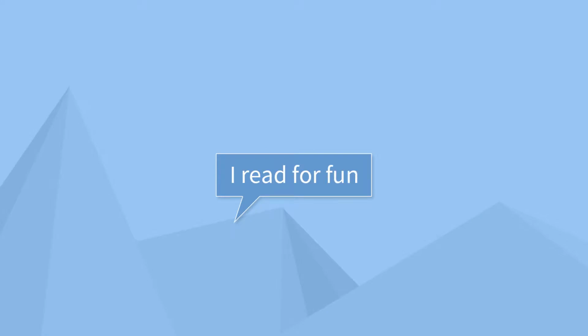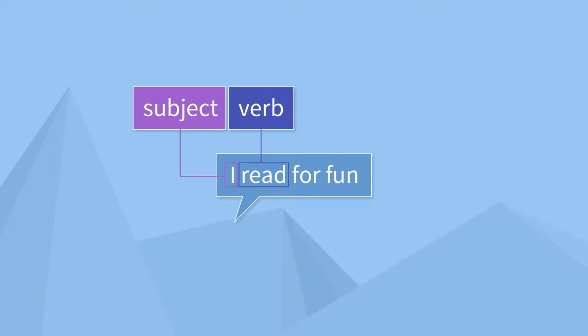Sentence number 1 is, I read for fun. So first, we look for the verb in the sentence, and it should be immediately clear that it's read. Then we simply look for who's doing the reading, and of course it's I. So the verb is read, and the subject is I.